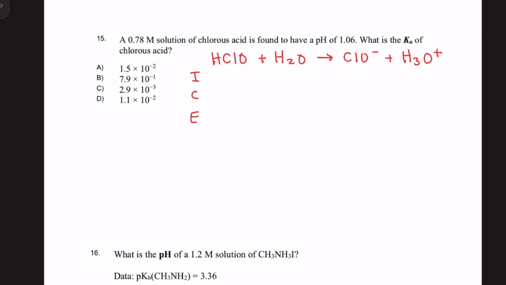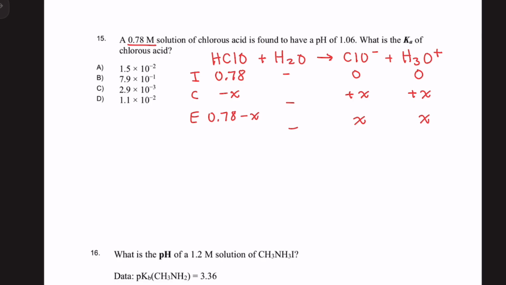So it tells us that the chlorous acid is in 0.78 molar solution. So we're going to write that there. Water, as we know, doesn't have anything, so just put dashes. And the ClO minus and hydronium start off as 0. And then for the change, it's going to be minus x, and plus x. And then our equilibrium will be 0.78 minus x, and x.